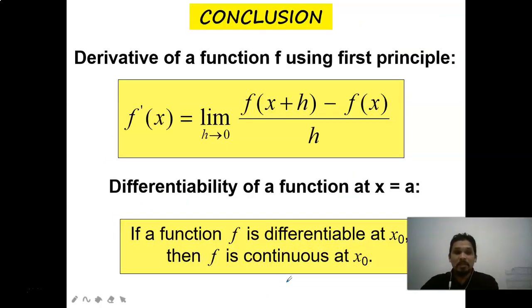So now, the conclusion here, we are at the end of the slide of this part. Okay, so the derivative of function f using the first principle and the differentiability of a function at x equal to a. That's all for today. I do hope that it helps you to continue your tutorial and your exercise.